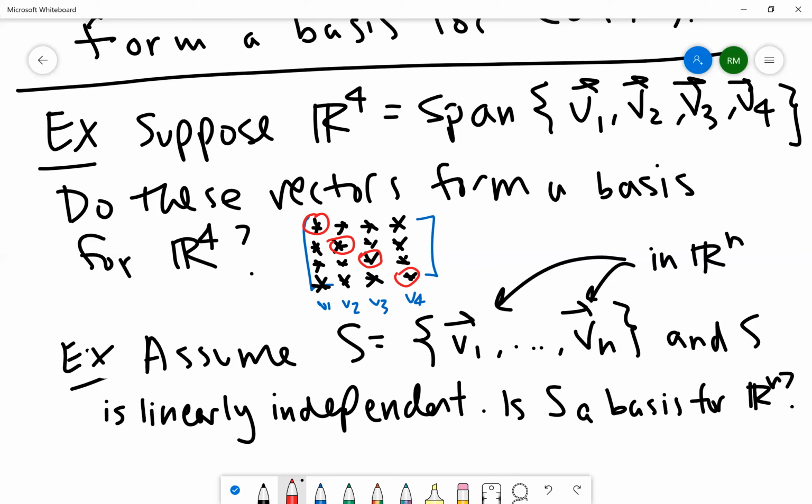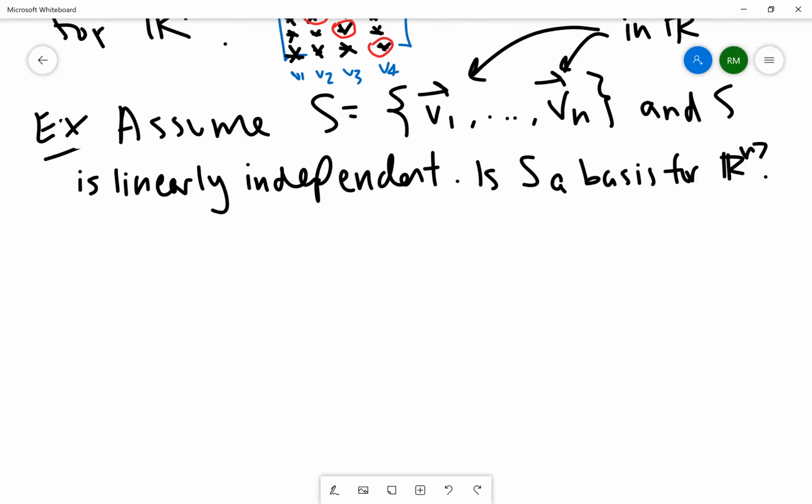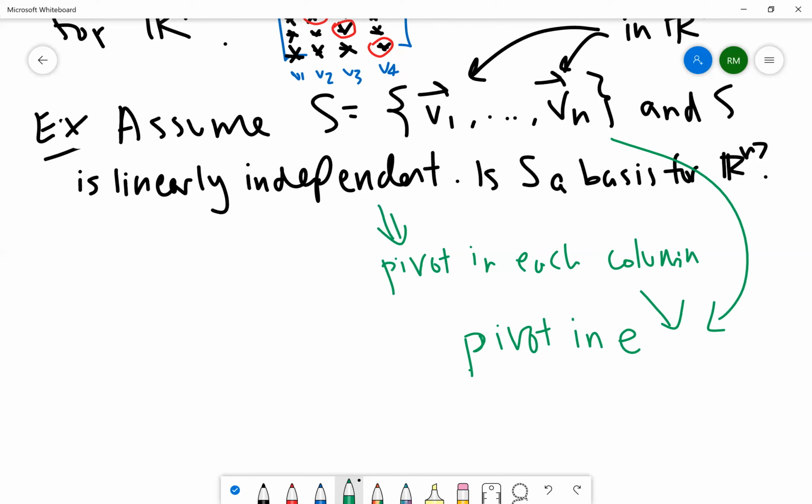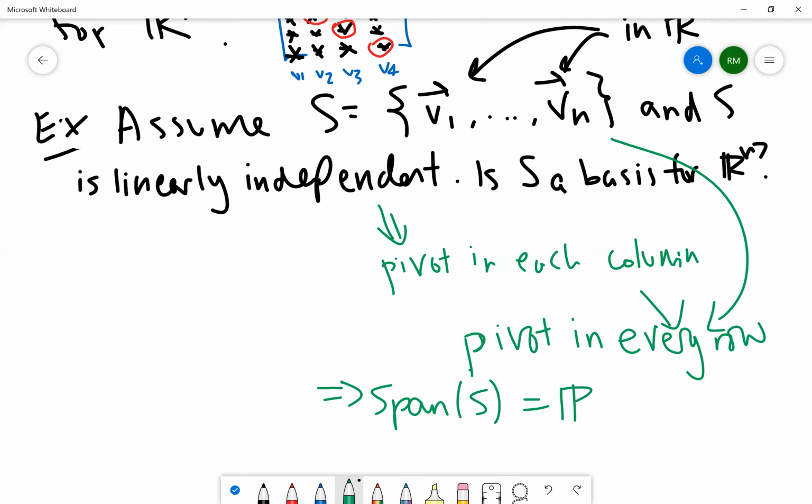Let's look at the question below. We have the vectors v1 through vn, and they're linearly independent. So this tells us that there's a pivot in each column. And since you have n vectors in Rn, this tells us there's a pivot in every row. Which tells us that the span of S is Rn. Therefore, they must be a basis.